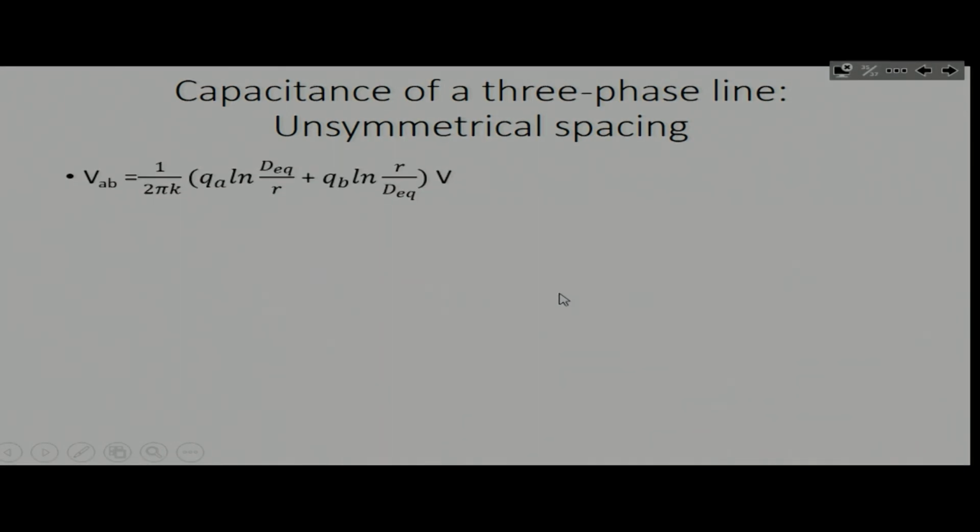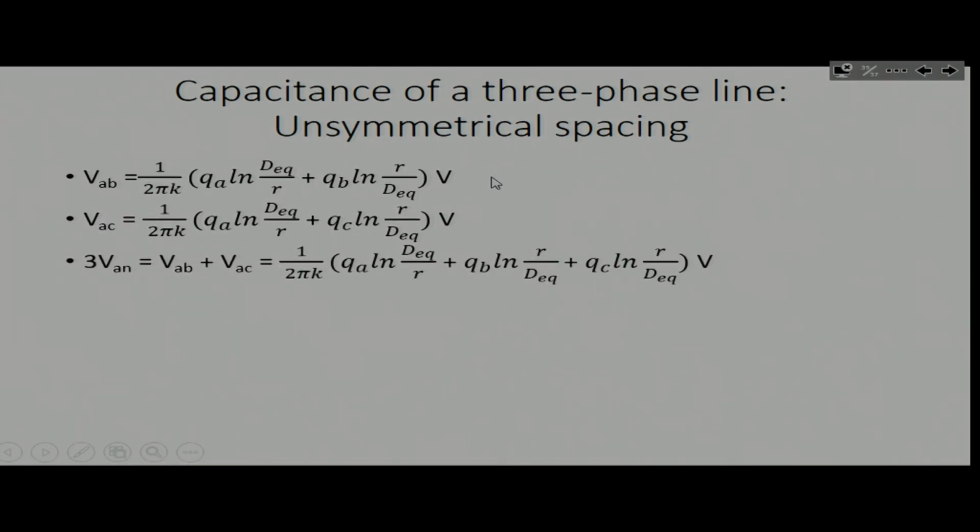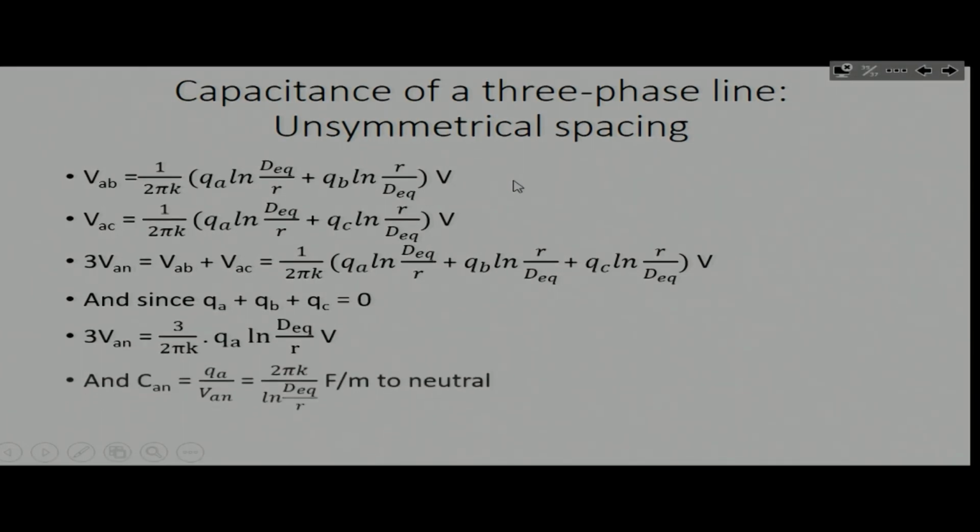For unsymmetrical spacing, then, we have VAB is 1 over 2 pi k times QA ln D equivalent over R plus QB ln R over D equivalent. VAC is that. 3 VAN is VAB plus VAC. And because QA plus QB plus QC is equal to 0, we get that 3 VAN is equal to 3 over 2 pi k times QA ln D equivalent over R, and the capacitance is 2 pi k over ln D equivalent over R.